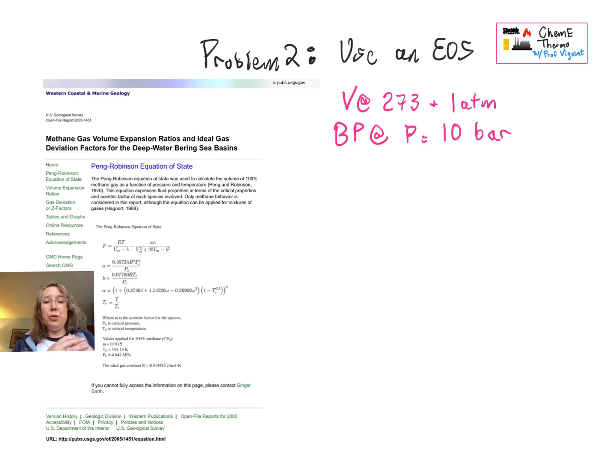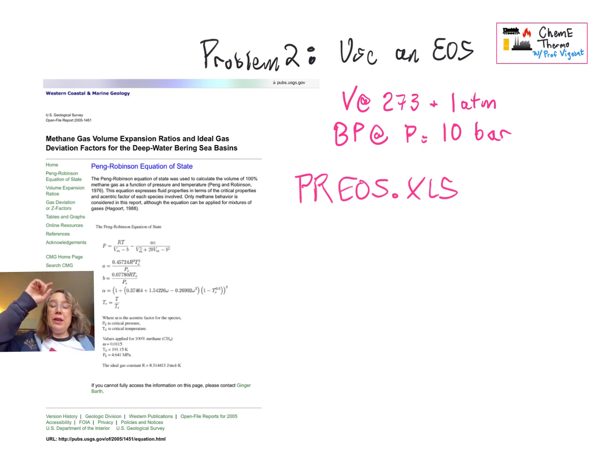So let me show you what we're going to use. It is a spreadsheet, and keep in mind, it's not magic. It is just a calculator for this particular equation. And this spreadsheet is named Peng Robinson EOS, PREOS.XLS. And you can get it by going to our class Moodle, and then download the software that goes with the old book, downloading that whole set of Excel files, and you'll find this file in there.